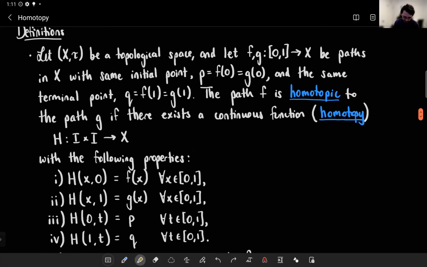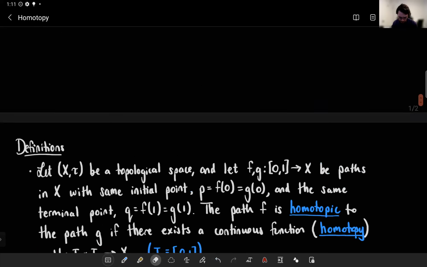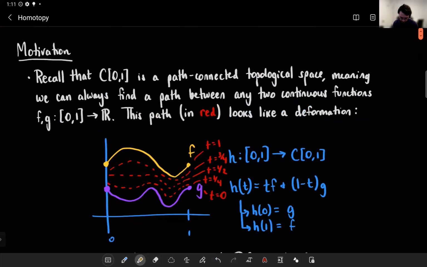And this scares students the first time they see it. Remember, I is the closed interval from 0 to 1. But this looks kind of different from what I drew above, right? In this other example, this function lowercase h was sort of like a homotopy, but it was from the interval to the space, not the interval across the interval.